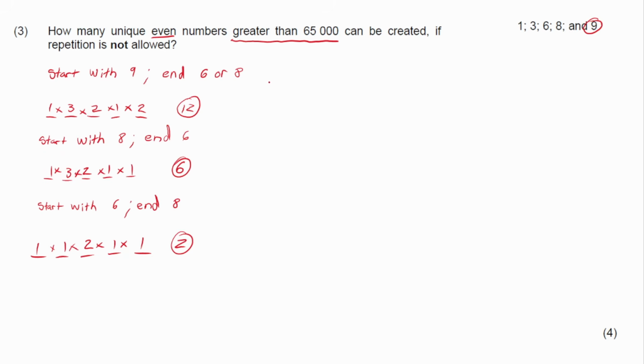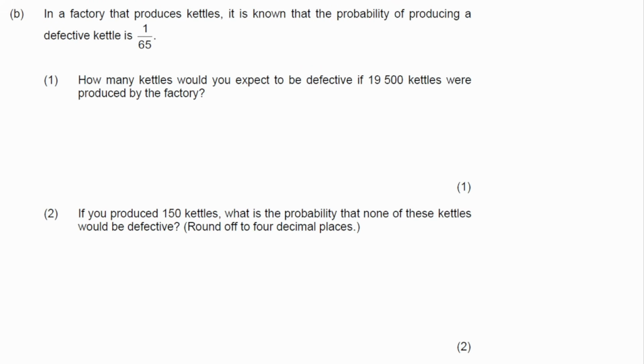So we need to add all of these together to find the total that meets our criteria here at the top. So if we add all of these together, we'll get 20. So there are 20 total unique even numbers bigger than 65,000.